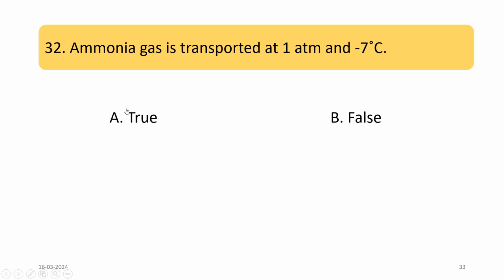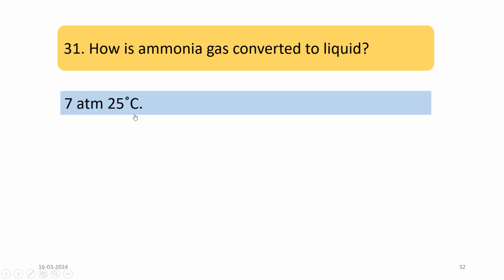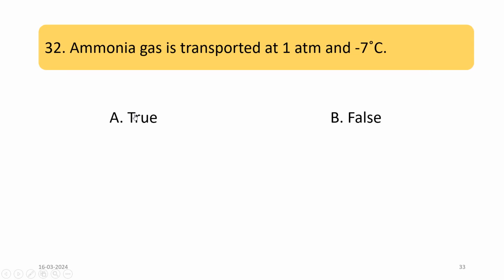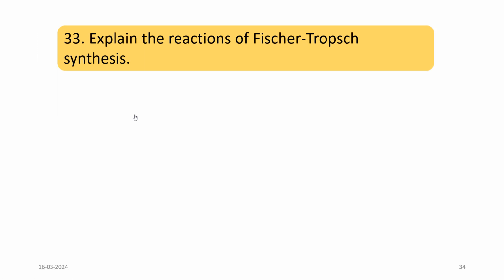So, it is true. When liquid ammonia is transported from one place to another, we have seen that at 7 atm and 25 degrees centigrade, ammonia gas is converted to liquid. And if liquid ammonia is transported at 1 atmospheric pressure, then the temperature should be minus 7 degrees Celsius. So it is true. Next question, explain the reactions of Fischer-Tropsch synthesis.